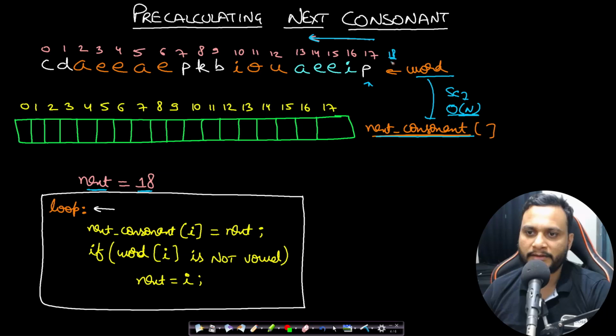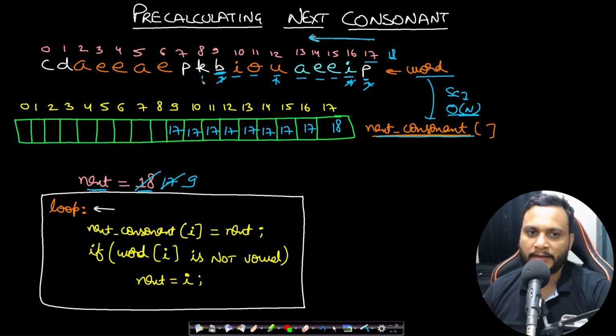So when I am at P, then I will write the next consonant as 18. And if the current character is actually a consonant, then my next value will be updated to the current index 17, and I will move to the left hand side. So for this I, the next consonant will be 17. Is it a consonant? No. These three are not consonants, so for all of them you will be writing 17. Now you will be at U. Again, this is not a consonant, not a consonant, not a consonant. So 17, 17, 17. Now you are at this 9.